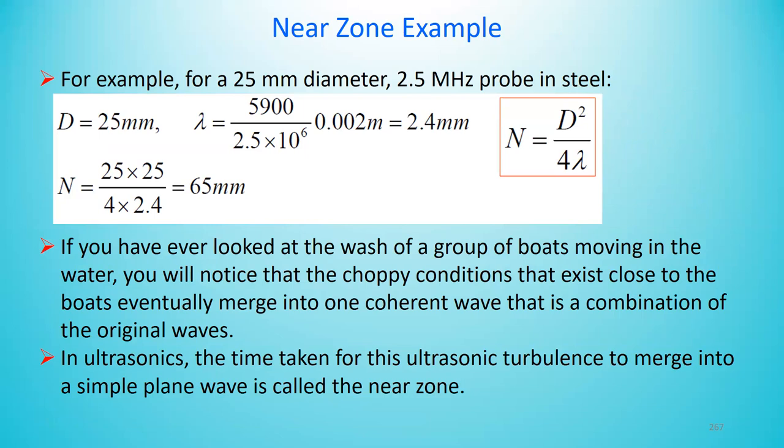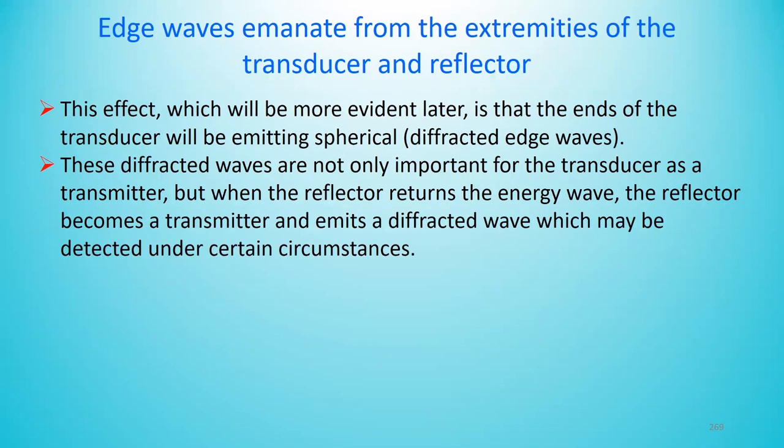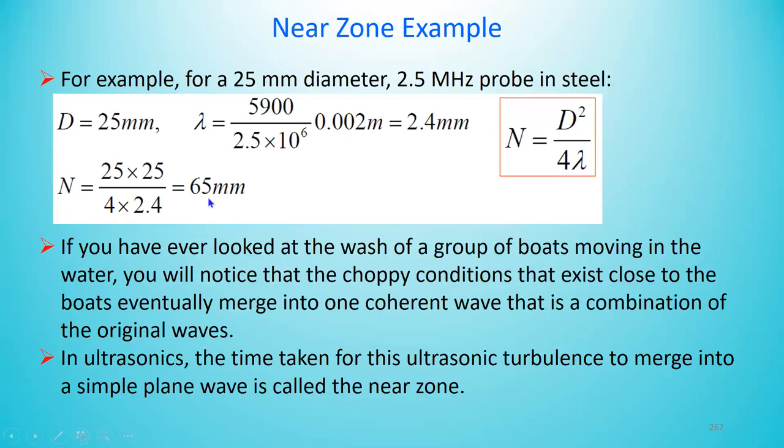So the near zone, I can calculate. You can see lambda, calculate, and D squared divided by 4 lambda. That's one. 5.9 divided by 2.5 equals 2.4 mm.